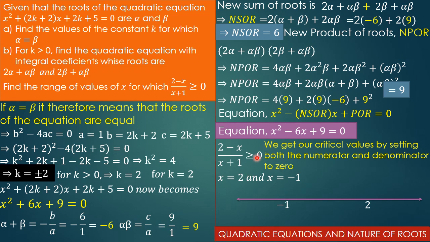Okay, good. And friends, since our inequality sign here is not strict, right, so we are going to have a closed circle at this point. Okay, so at this point, right, we are going to have a closed circle, since 2 is also part of our solutions, okay, because it's an equal to sign here.